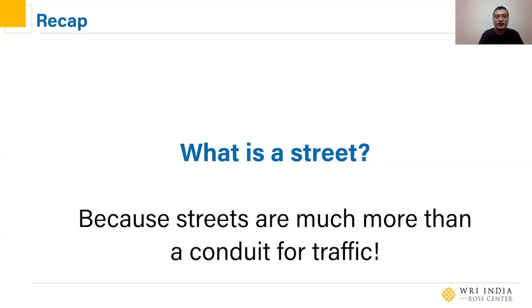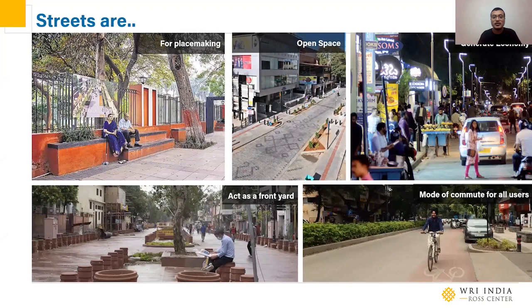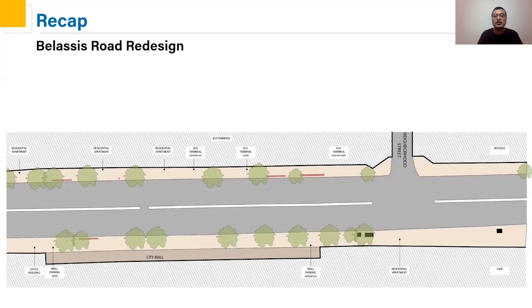In the previous module, we already saw how streets are much more than just conduits for traffic. They are for placemaking, they act as open space, they also help in generating economy, etc. And we also saw how to design complete streets through the example of Pelas's road.